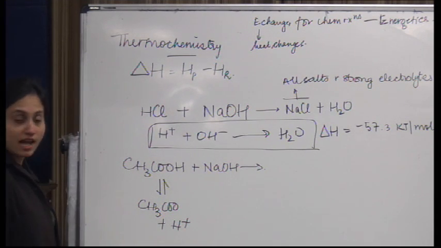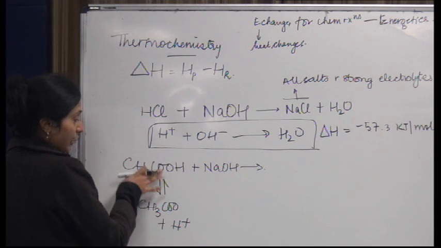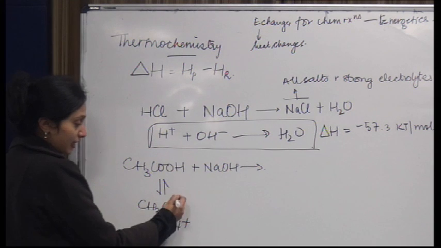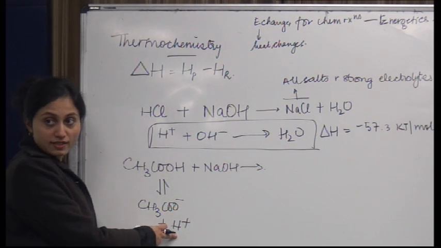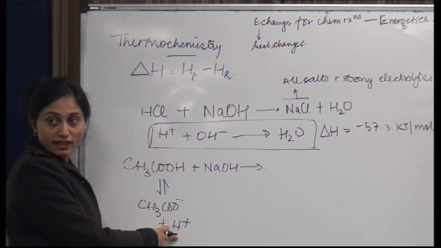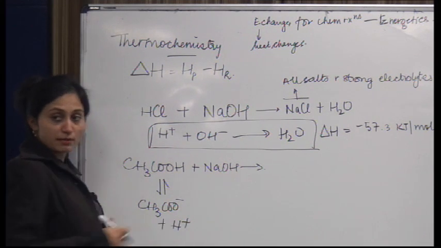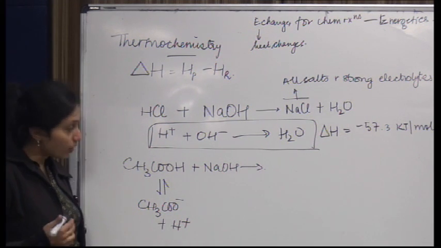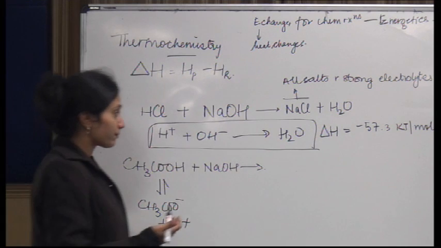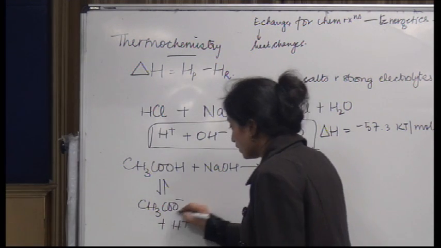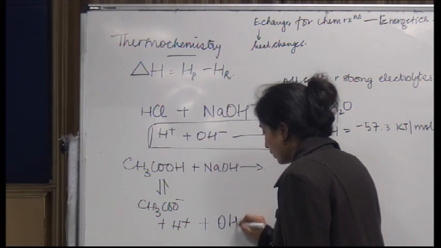I will not have the complete dissociation, because 1 mole of this is giving 1 mole of acetate ions plus 1 mole of H plus. बात समझ में आ रही है? यहाँ पे 1 mole of H plus may not be totally available. So in that case what will happen? Reaction तो वही होगा, H plus plus OH minus.